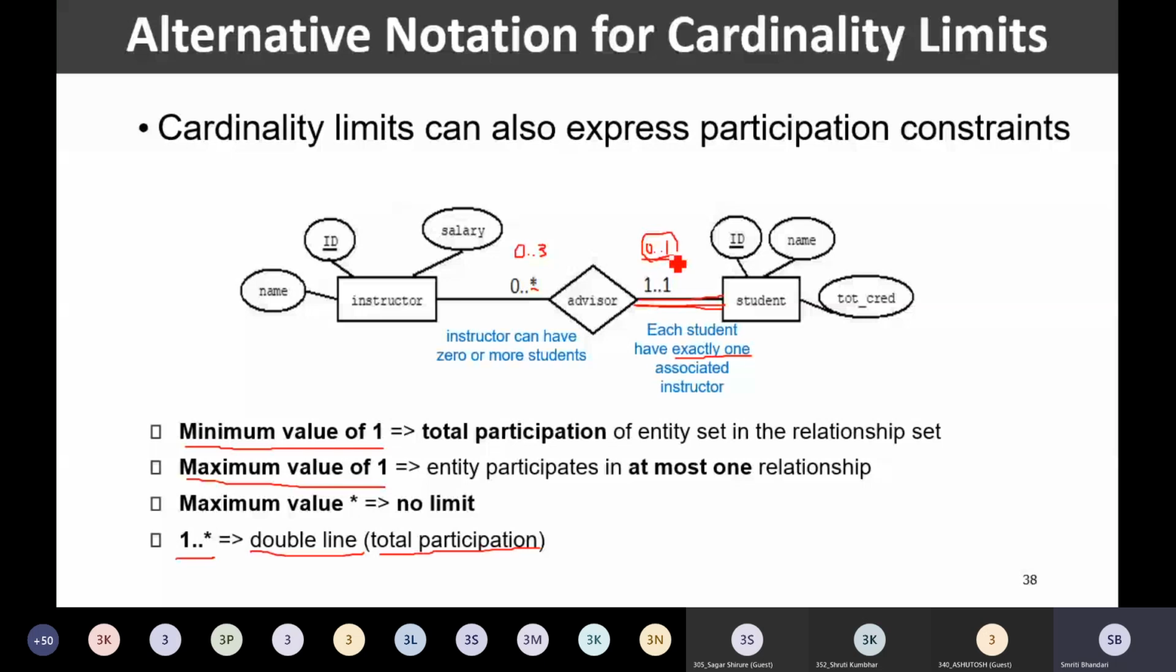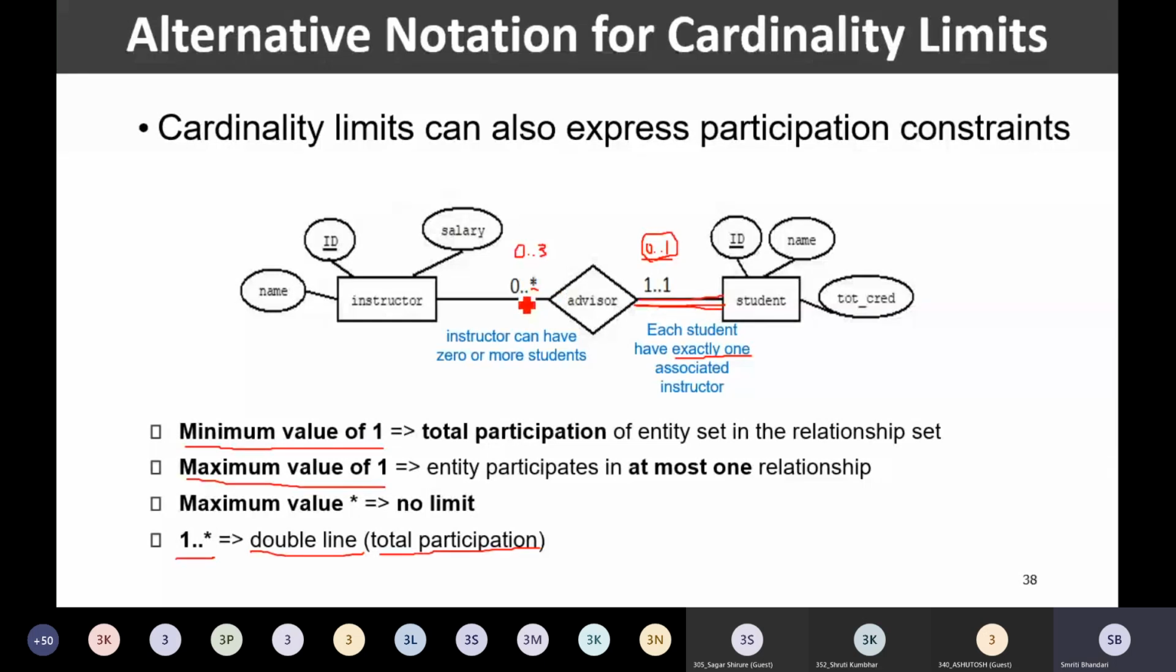So if it is 0 to 1, how to interpret this? The student may be associated with the instructor or may not be associated with the instructor. But if the student is associated with an instructor, it is associated with at most one instructor as advisor. So that is how we interpret this maximum limit. If I have the maximum limit as star, what does this mean? Star means anything. There is no limit. So we may put here any number.